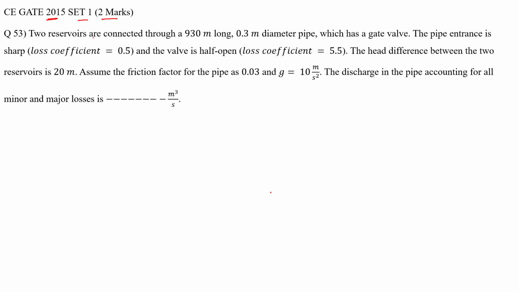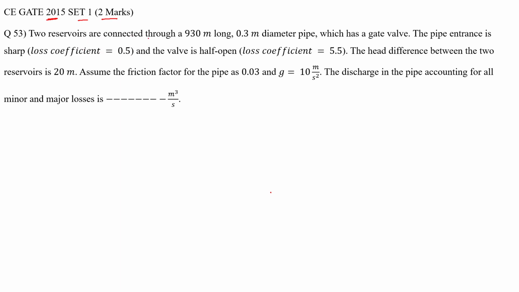See, when a question comes from losses in pipes, it will definitely be a 2 marks question, and it is very straightforward, a formula substitution type of question. Okay, let's see this question. I have taken it from GATE 2015 set 1, question number 53, for 2 marks. The question is as follows.